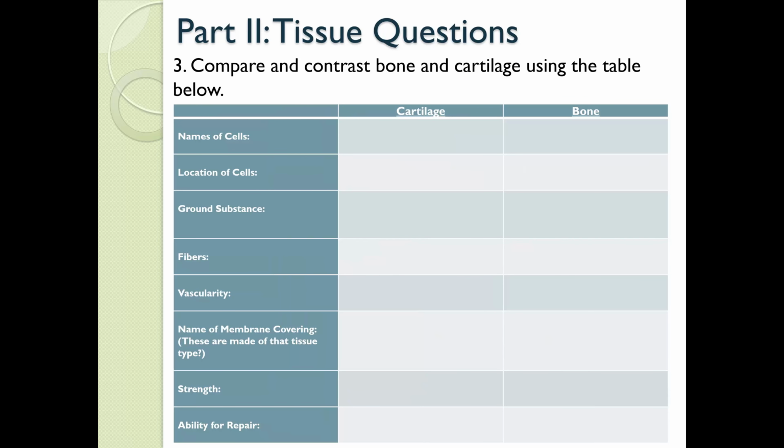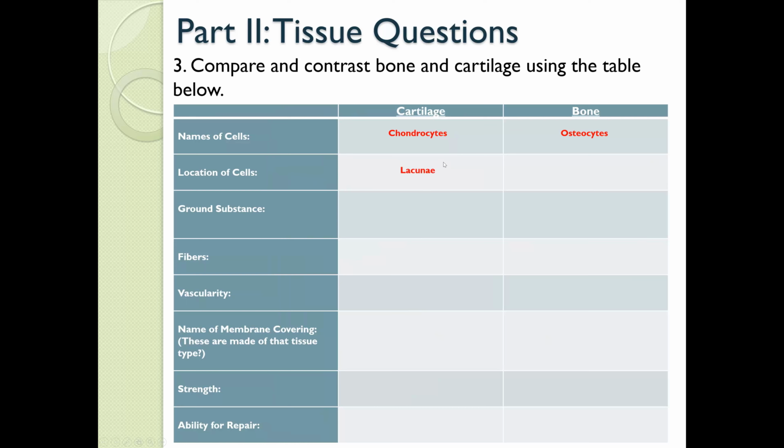Okay, question number 3, compare and contrast bone and cartilage using the table below. So we're going to start with the names of the specialized cells in these tissues. Cartilage has chondrocytes. Bone has osteocytes. This goes back to knowing your root words. The location of the cells within the tissue.